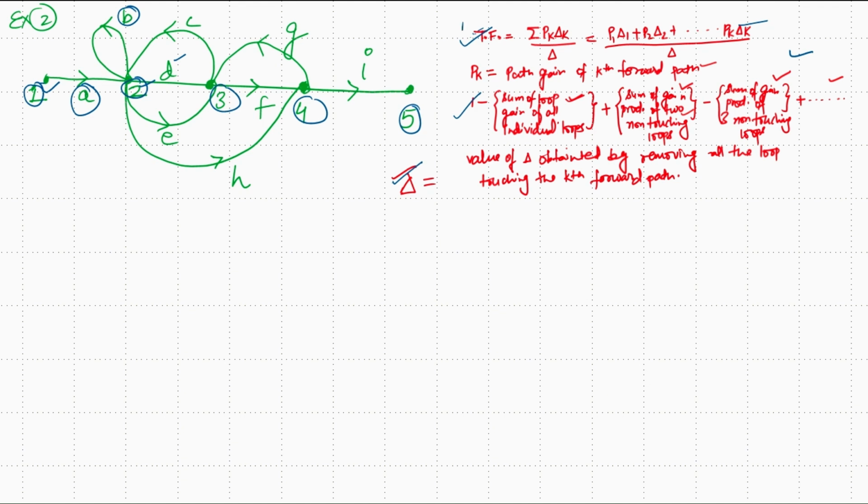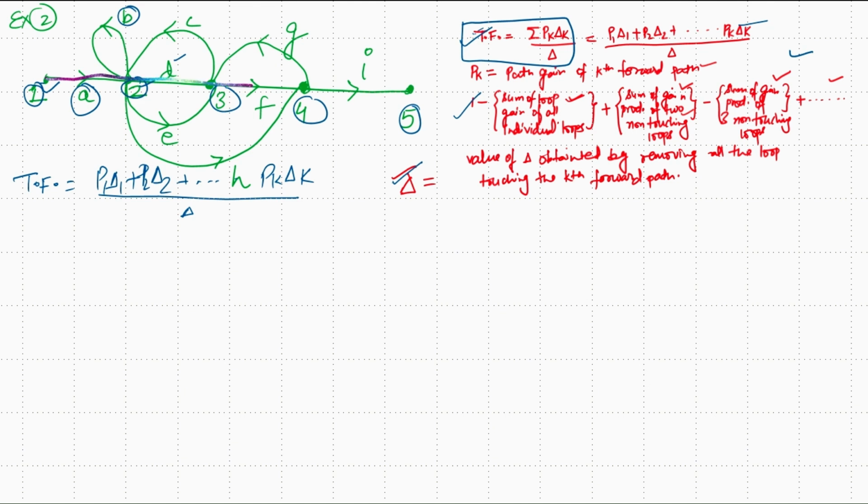Again, we will apply the same formula, Mason's gain formula, to calculate the overall transfer function and gain of the signal flow graph. The transfer function formula is again P1 delta 1 plus P2 delta 2 up to Pk delta k divided by delta. So again, we need to calculate these values P1, P2, P3, and delta 1, delta 2, delta 3, and delta. Now, how many forward paths do we have in this signal flow graph? If you look closely, we have 3 forward paths in this problem.